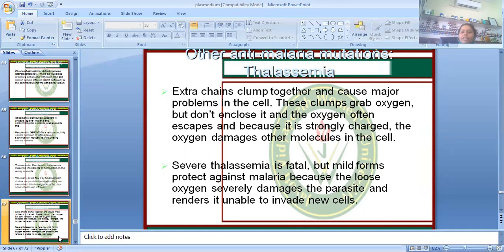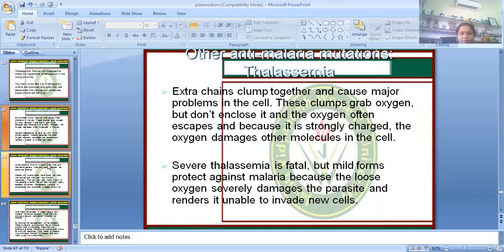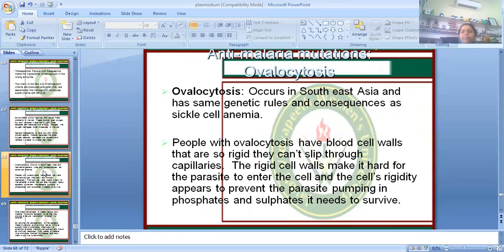Severe thalassemia is fatal, but the mild form protects against malaria because the loose oxygen severely damages the parasite and renders it unable to invade the new cells. So it is again working as a protective factor. There are some other mutations like ovalocytosis. It happens in Asia, with some genetic rules and consequences similar to sickle cell anemia.